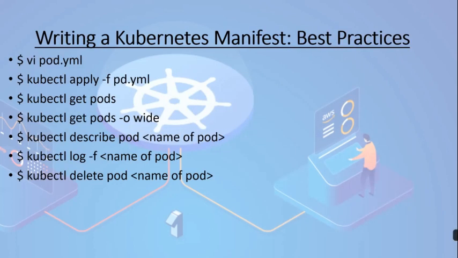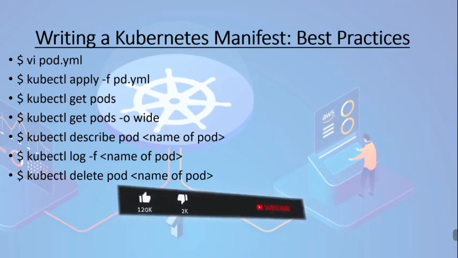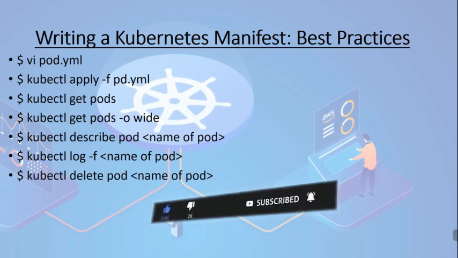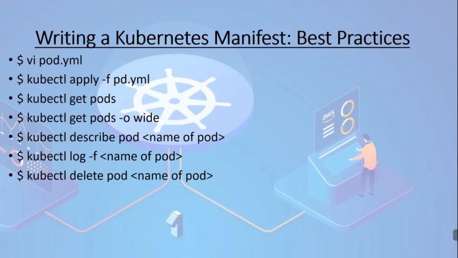Then let's understand how to write a Kubernetes manifest. On our kubectl server, first you have to create a file like pod.yaml. Then in this file we will write the Kubernetes manifest. Then we apply this file. How to apply this file? By this command: kubectl apply -f and the file name.